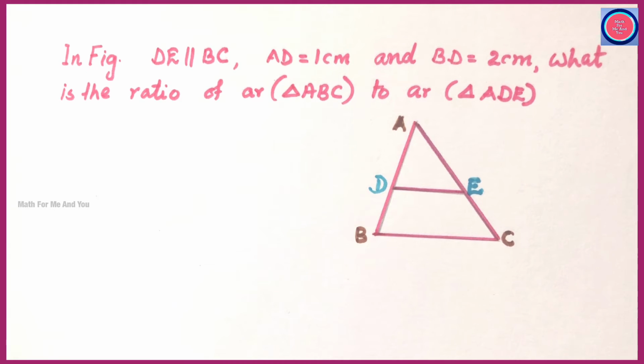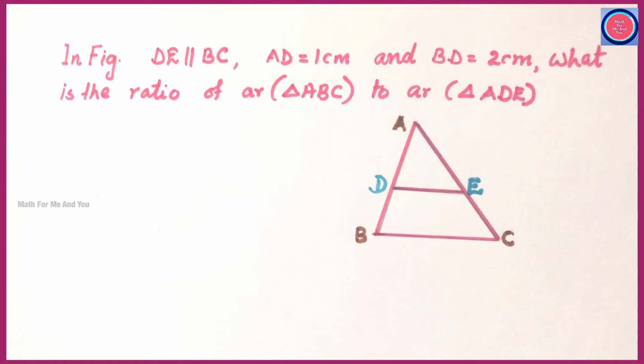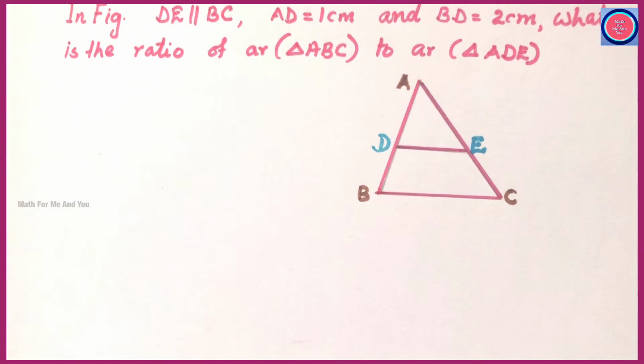What we have to find? We need to find the ratio of the area of triangle ABC to the area of triangle ADE. And how to find it? If these two triangles are similar, we can easily write down the ratio of their areas. Are they similar? We can check. Which triangles? Triangle ABC and triangle ADE. Look at the picture and find out the triangles. The smaller one is ADE and the larger triangle is ABC.